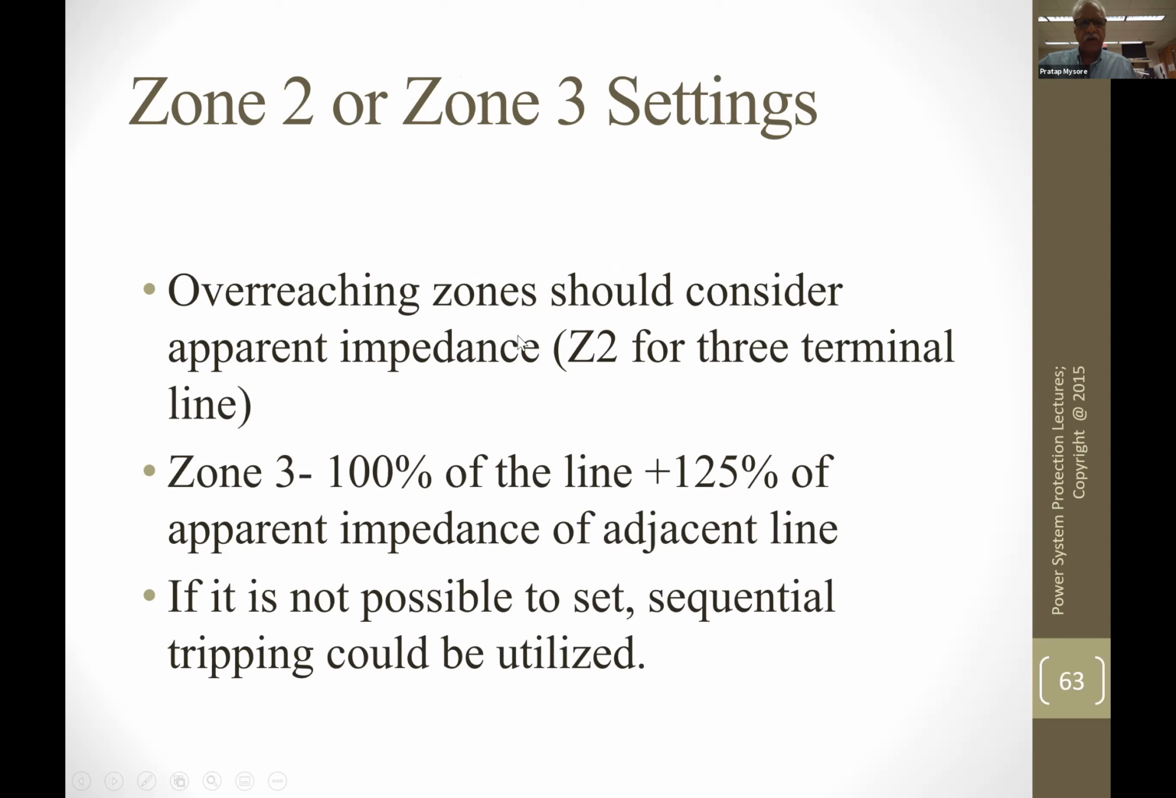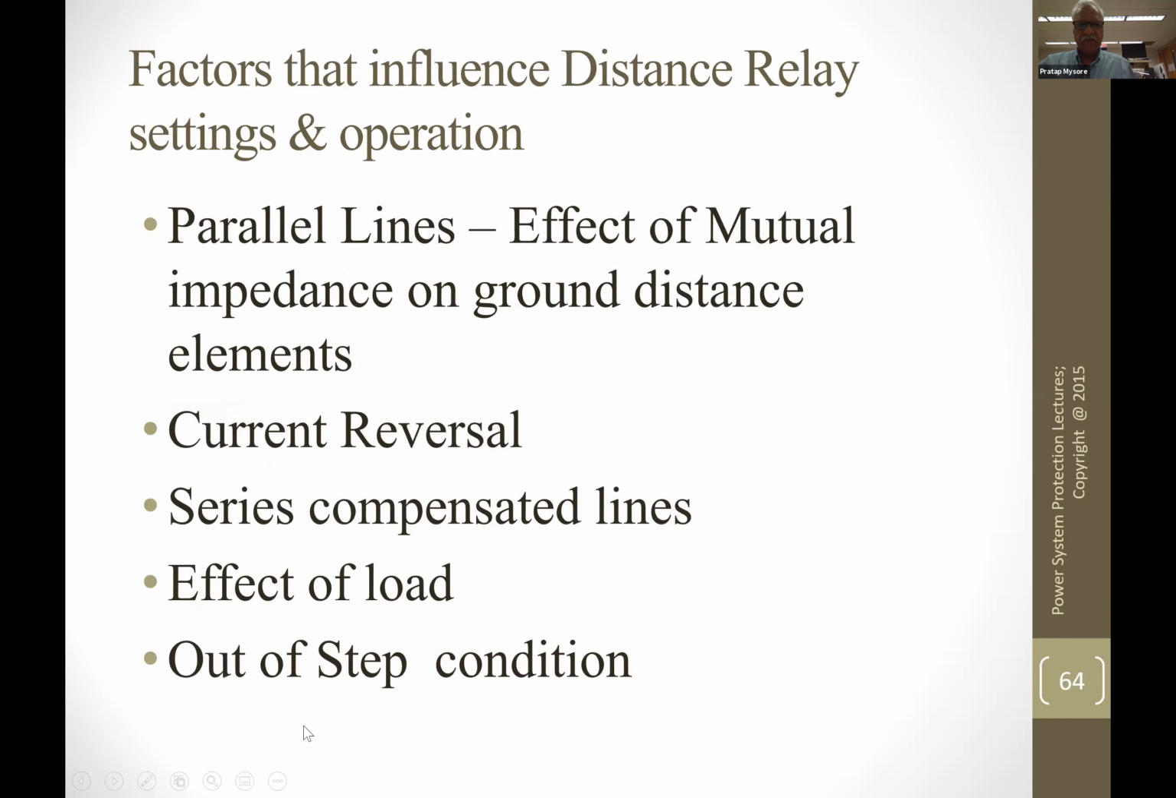Similarly, zone 2, the overreaching zone, should consider apparent impedance, as I mentioned earlier. Zone 3 is 100% of the line plus 125% of the apparent impedance of the adjacent line. If it is not possible to set, then we have to go for sequential tripping. So this is the only option we have here. And we also look at some other factors that influence distance relay settings and operations. This is an introductory course where we just introduce you to the concepts of relaying, and then you can build on it by reading papers or the books which are referenced here.